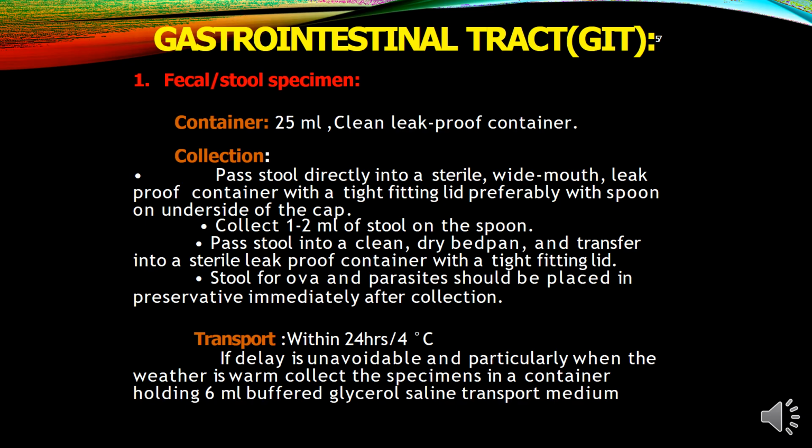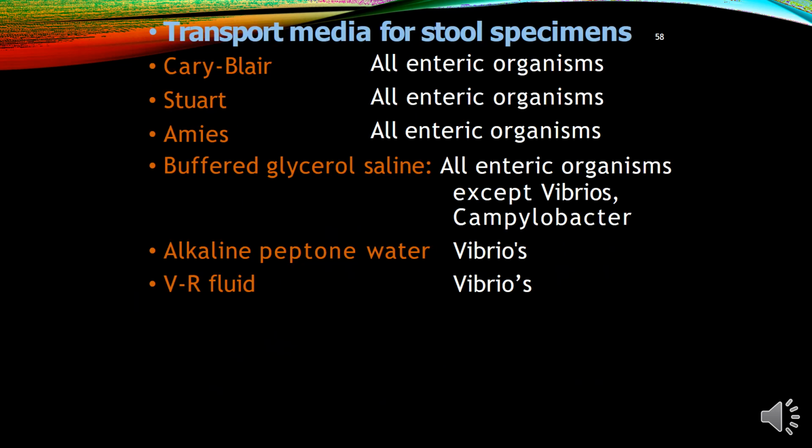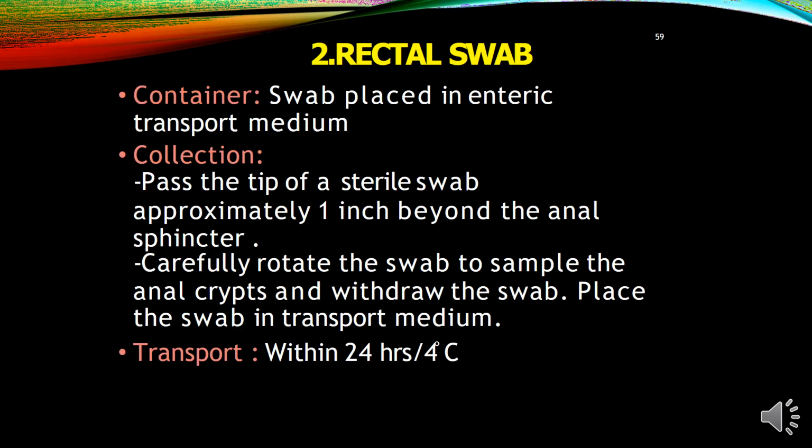If delay is unavoidable, particularly when the weather is warm, collect the specimen in a container and put in 6 ml of buffered glycerol saline transport media. Some of the transport media which we can use are Cary-Blair for enteric organisms, Stuart for all enteric organisms, Amies media for enteric organisms, buffered glycerol saline for enteric organisms except Vibrio and Campylobacter, and alkaline peptone water and VR medium, that is Venkatraman-Ramakrishnan medium, for Vibrios. Rectal swab, my HOD's favorite.